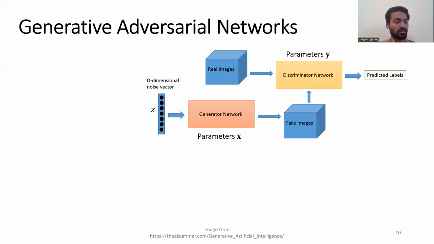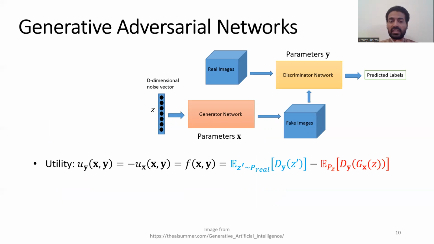Mathematically speaking, if we denote the parameters of the generator by x and the parameters of the discriminator by y, then the utilities of the generator and discriminator are opposite of each other. They are negative of each other. So what the discriminator wants to do is assign a higher score to an image generated from the real world, while assigning a lower score to an image generated by the generator. And looking at this perspective, the resulting problem we get is a min-max optimization, where the problem is min in x and max in y.